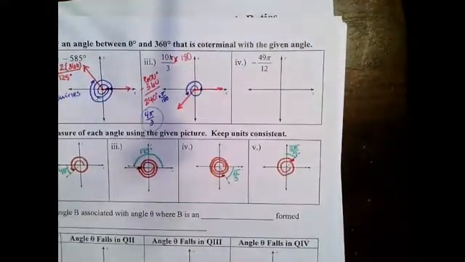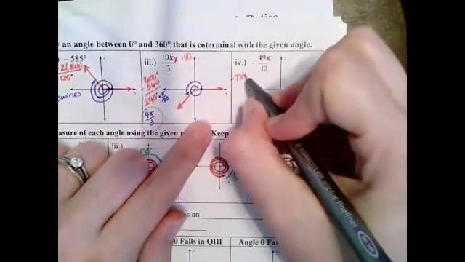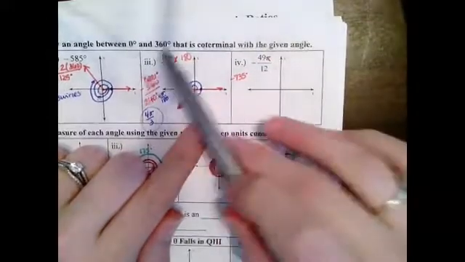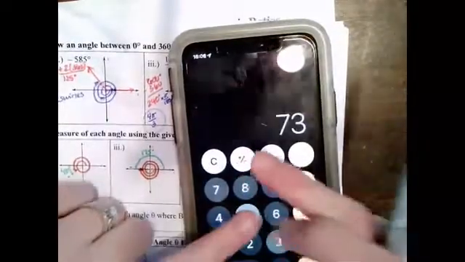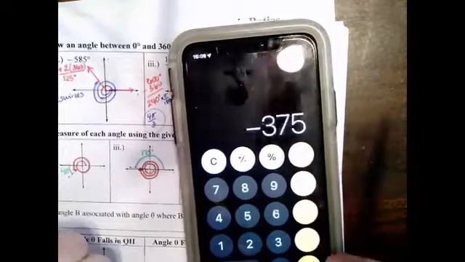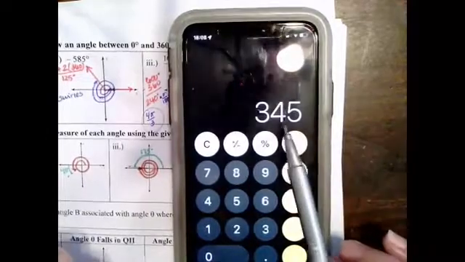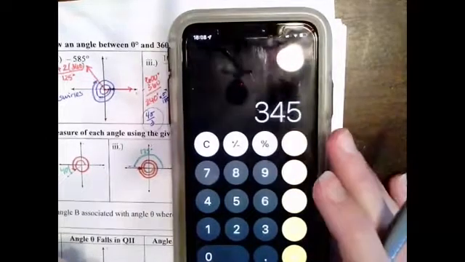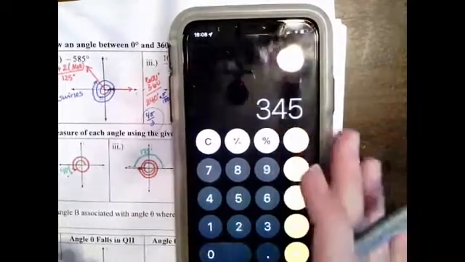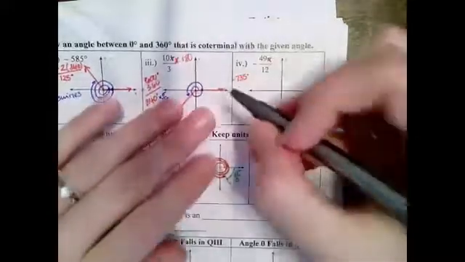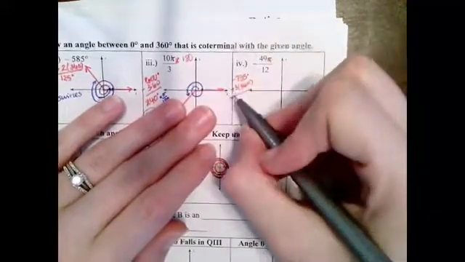All right, negative 49 pi over 12. So if I first multiply that by essentially 180, I end up with negative 735 degrees. I want an angle between 0 and 360, so let's see how many 360s I need to add. Negative 375 plus 360, that's 1, still negative, plus 360, 2, still negative, plus 360, 3. So I need to add 3 360s, which means I'm going to do 3 swirlies to get a positive 345 degrees.